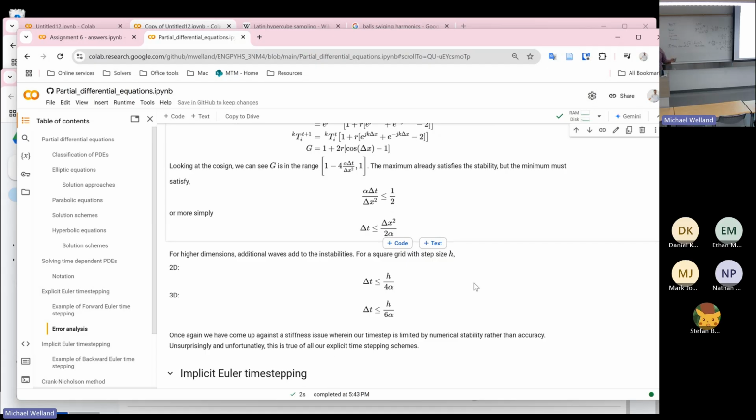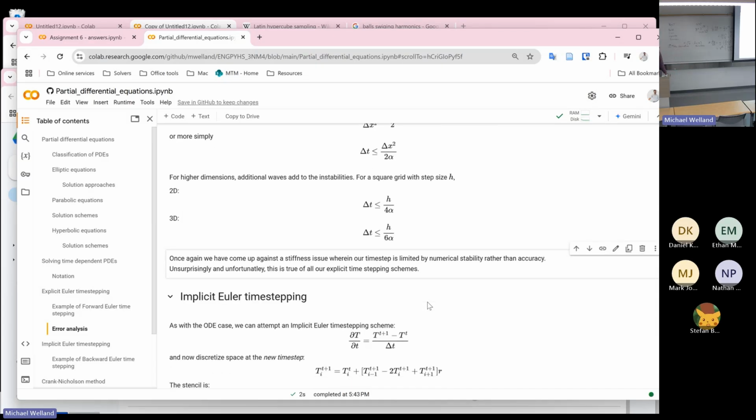Intuitively and nicely mathematically, if we were looking in higher dimensions, this would just add. Right? So what we would be looking for is the kth wave in both x and y, and our stability criteria is just adding onto it, right? Assuming that we are in a rectangular grid with step size h. That's why there's h here instead of delta x. Similarly for 3D, it's just 6. Okay, so at least there are some nice properties there.